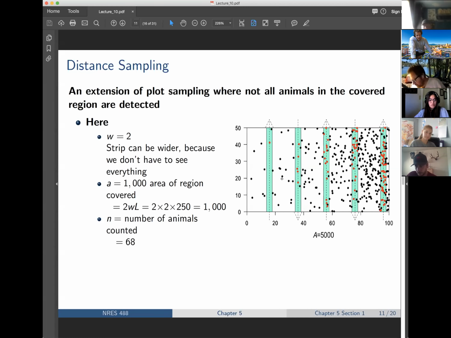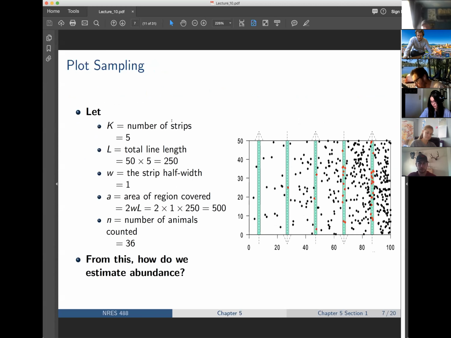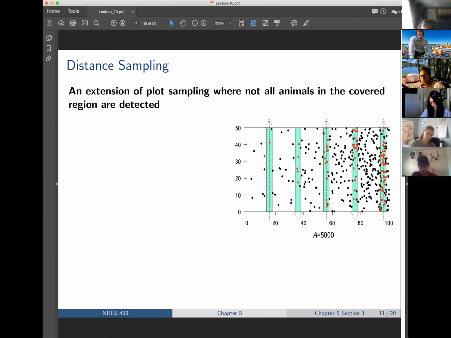Here, W equals 2. The width of the transect is wider than our previous example. We can make our transects wider when we use distance sampling compared to plot sampling, because we're going to start off with the assumption that we're not going to observe all individuals in the plot. If we were doing plot sampling, we would have to make the width of our plots only wide enough so we guaranteed that we saw all animals in the plot. Now we can make it wider because we're not going to assume we see all of them.